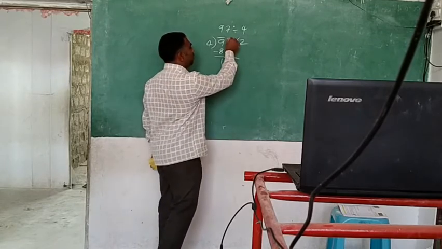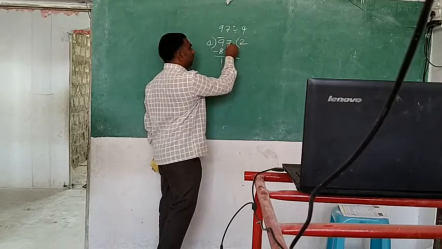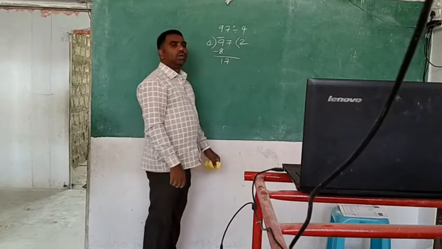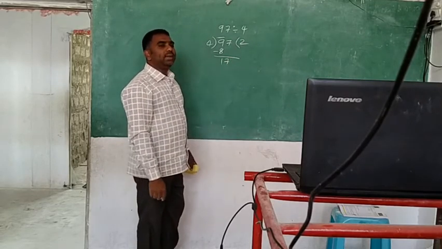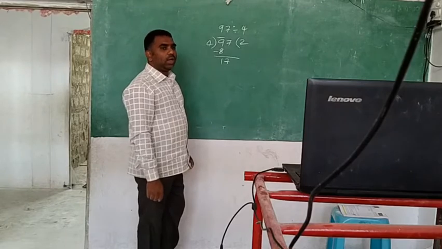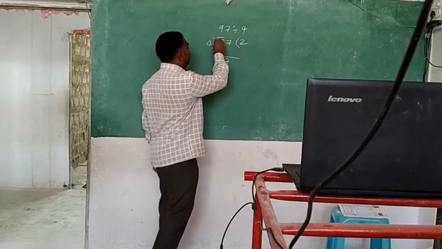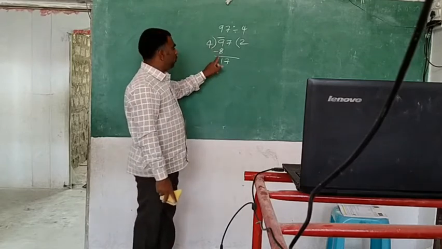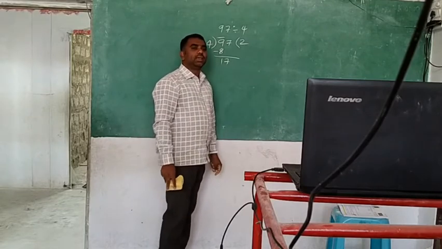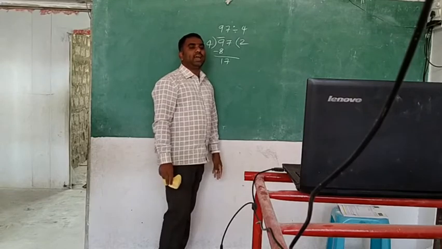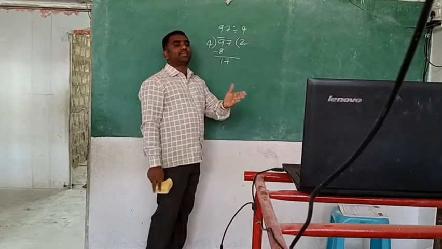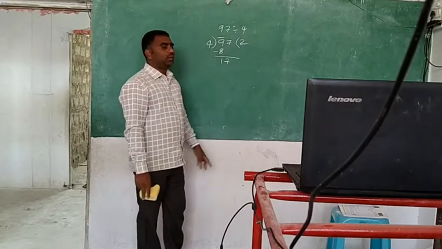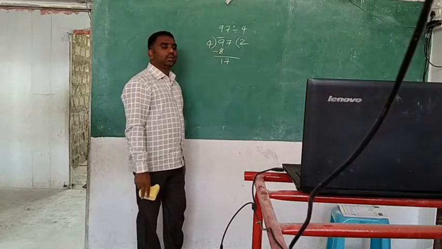Now one more number you have to take down. We need to take this 7 down also. Now it is 17. Now again what should we do? We need to read the 4 table. In the 4 table, how do you get this 17? Sometimes you get exactly, otherwise something less. Can you get 17 in the 4 table?